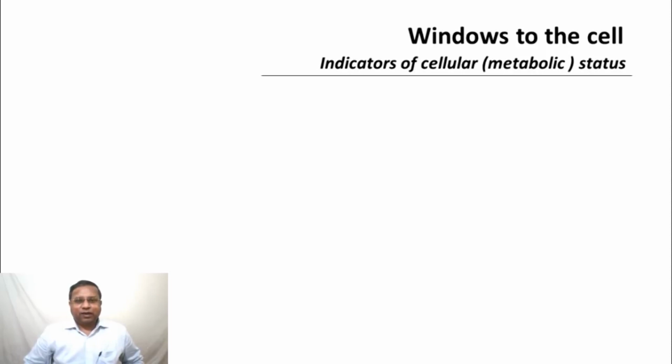So the windows to the cell are the indicators of cellular status of the cell or indicators of metabolic status of the cell. These terms, cellular status, metabolic status, energy status, redox status, and so on, are kind of soft terms. You should not take them too strictly. These are kind of indications of what could be happening, and these are common terms that are used. They are not, of course, fully understood, but they are useful.